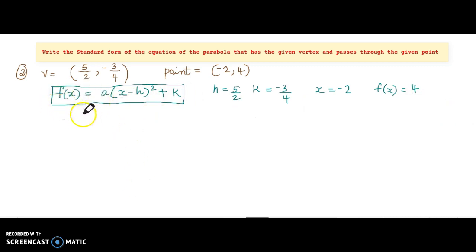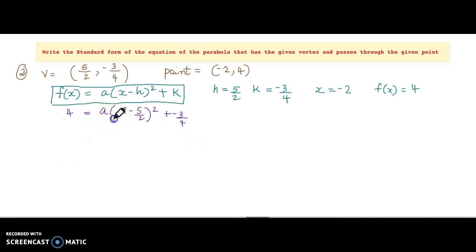So instead of f of x, I'm going to put 4 is equal to a times, instead of x, I can put in negative 2 minus, now we have a fraction, instead of h I have 5 over 2, the whole square, plus, instead of k I have negative 3 over 4.